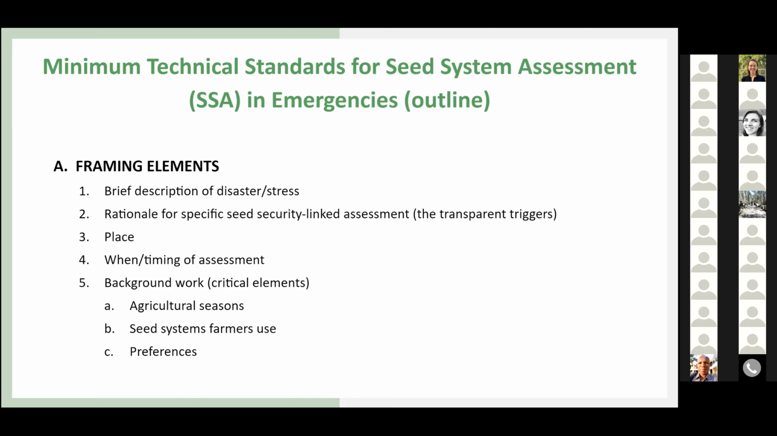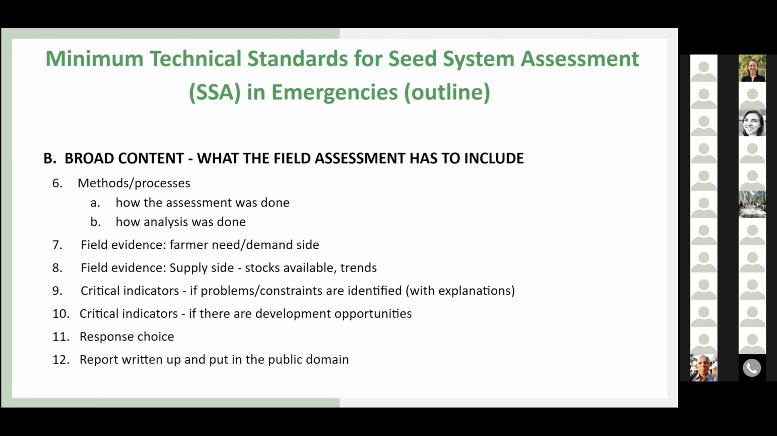And then for the framing elements, there is always some background work. So how many agricultural seasons does this community have? What seed systems do they normally use? What are their variety and crop preferences? I mean, really basic stuff that you as agronomists or farming system specialists or economists would know. So those are the only framing elements.